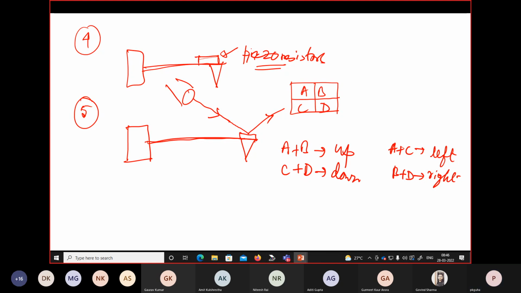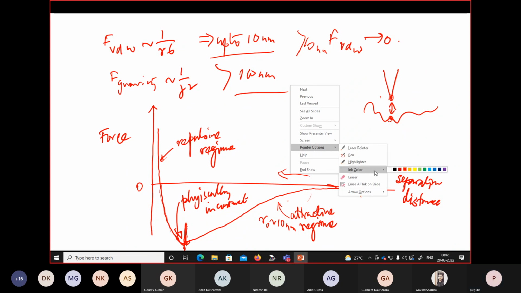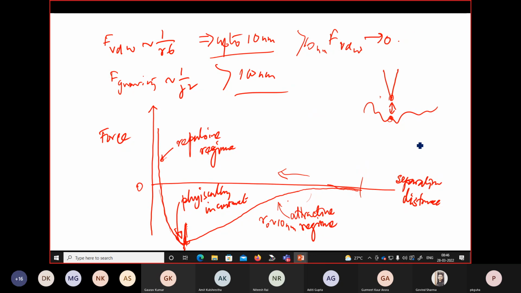So there are basically two kinds of operation. One is known as non-contact mode. If your probe is somewhere here in between, in this region, then this is basically your non-contact mode.